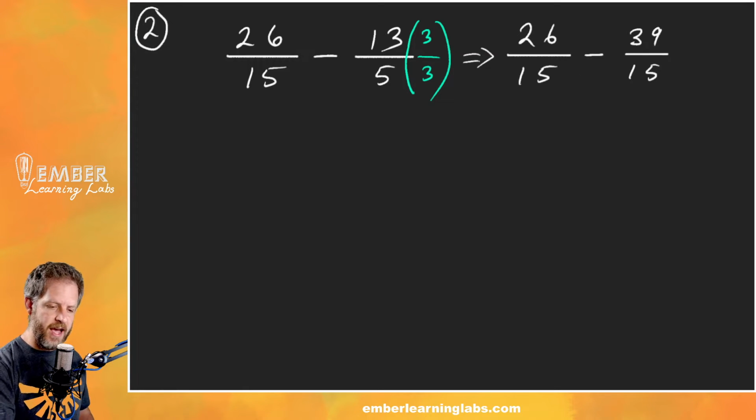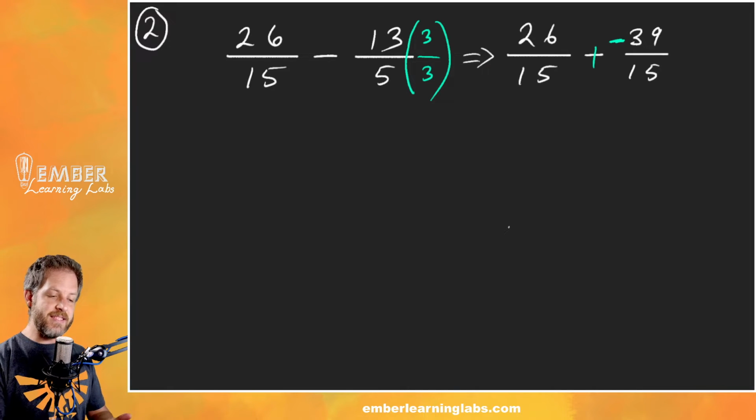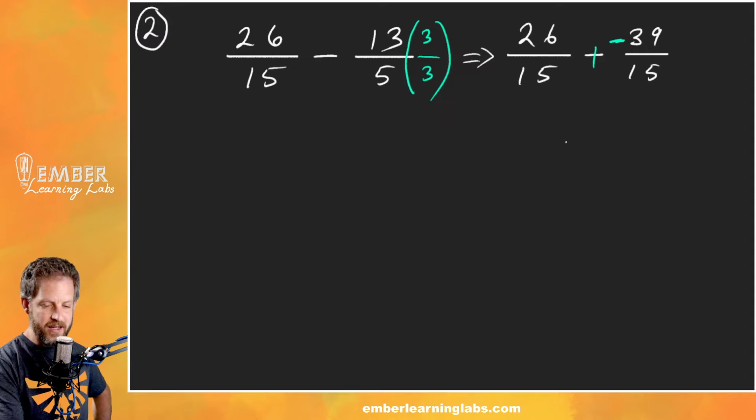What do we got to do with that? Well, we've got to ka-chink it, right? Which is to remind us that this is positive, this is negative. So what are we going to do? We're going to subtract and keep the sign of the bigger number, right? So the bigger number is 39. So we know that our answer is going to be negative.